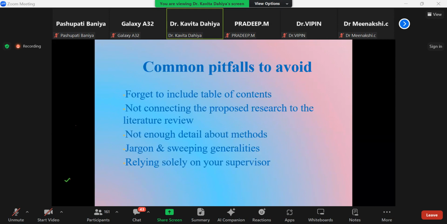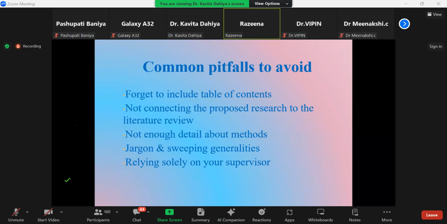So, common pitfalls to avoid. The first one is forgetting to include the table of contents, not connecting the proposed research to the literature review, not enough details about the methods, jargon and sweeping generalities, and relying solely on your supervisor. These are the common pitfalls that you need to avoid. The first one is forgetting to include the table of contents. This will create a problem in representing your study.